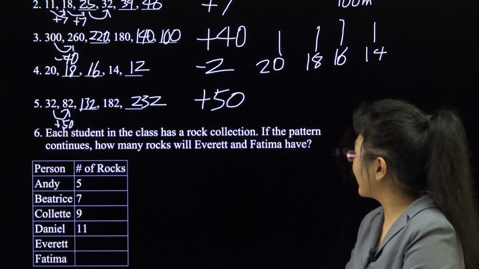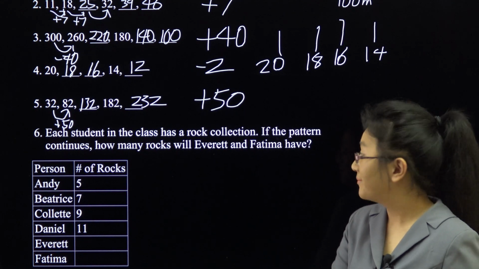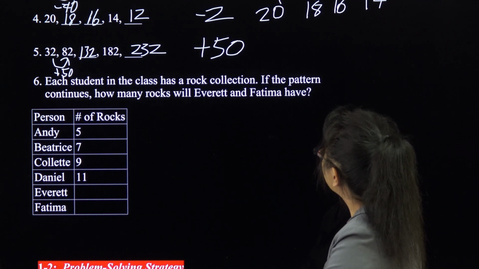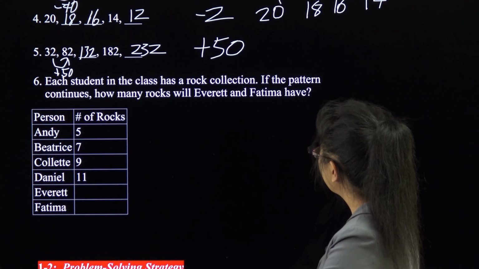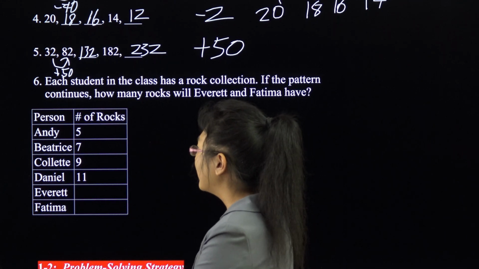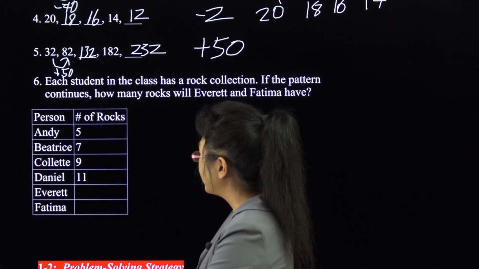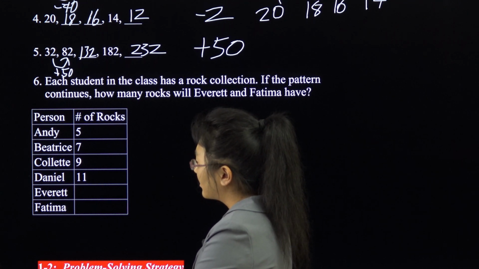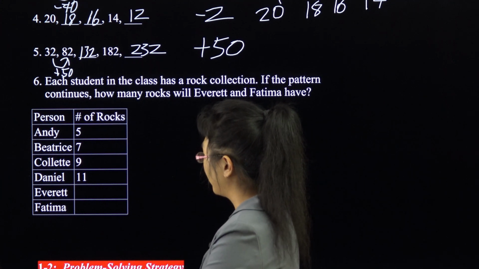Each student in the class has a rock collection. If the pattern continues, how many rocks will Everett and Fatima have? Okay, so Andy, A, has 5 rocks. Beatrice, B, has 7 rocks. Colette, C, has 9 rocks. And Daniel, D, has 11 rocks.